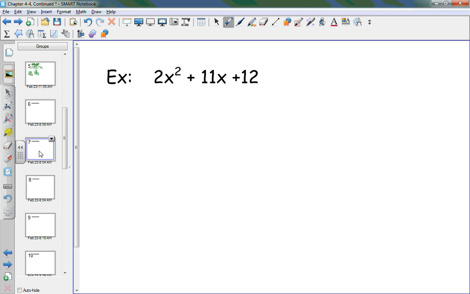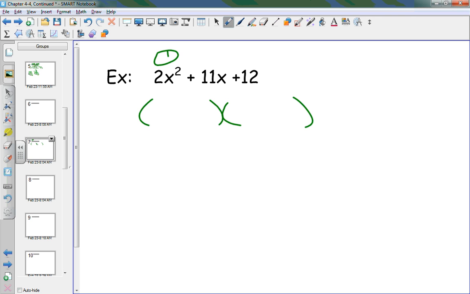Now, what is going on with this problem? How does this problem look different? It has a 2 in front of the x squared term, meaning I don't have to worry about just factors of the 12, I need to worry about factors of the 2 also. Do you understand that? So do I have a GCF? Is there anything in common between 2, 11, and 12? No. So I need to put this into two binomials.